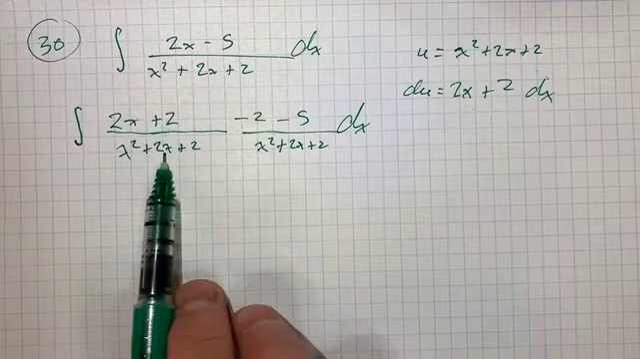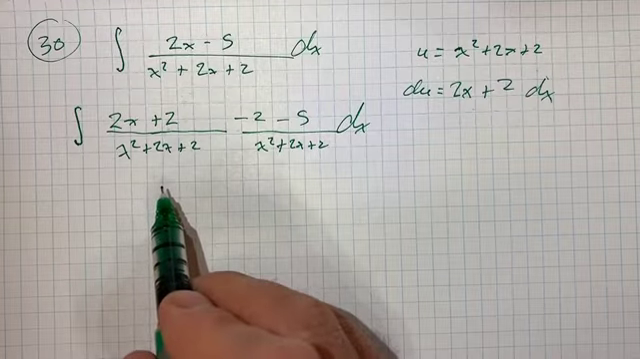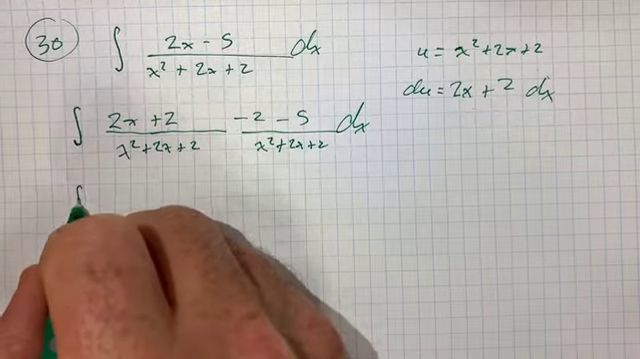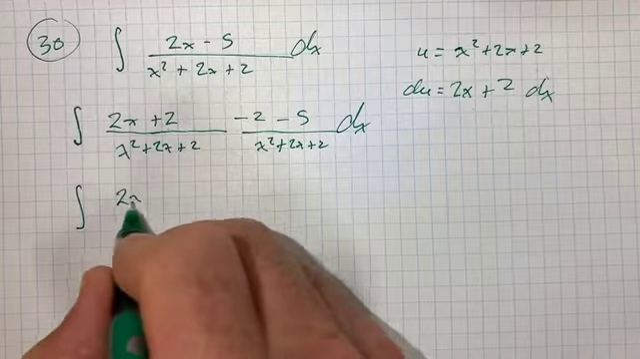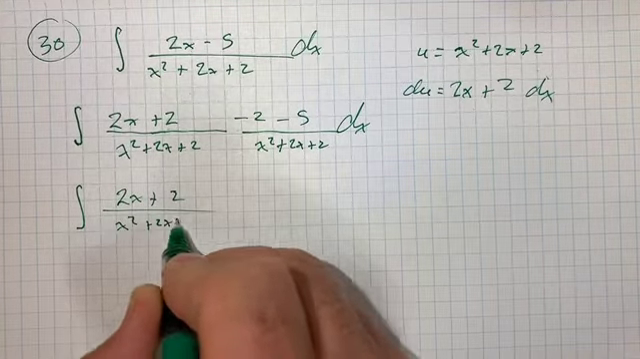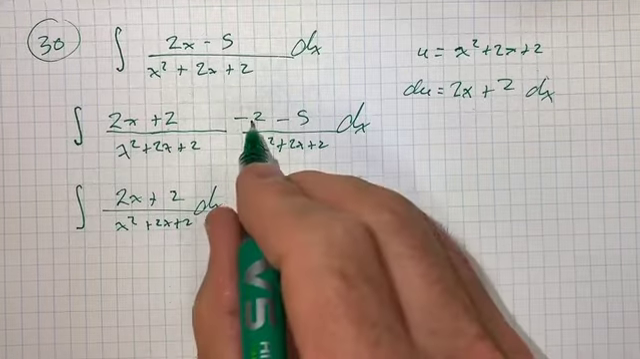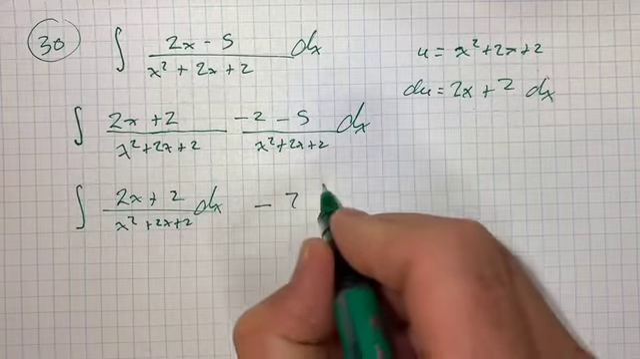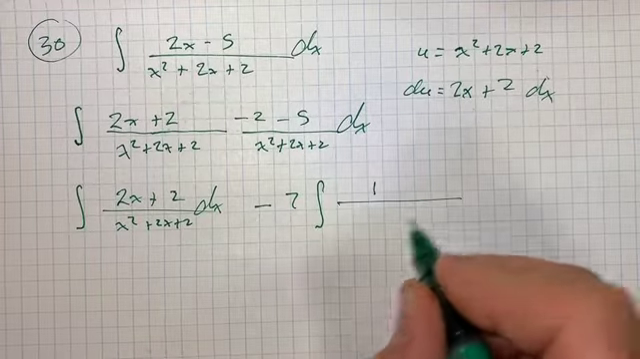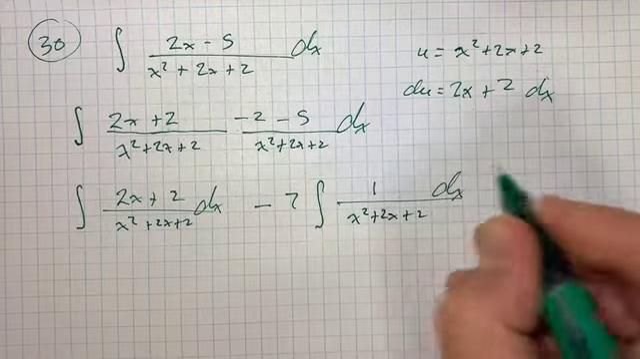This is du over u. This is like 1 over u. This is a logarithm. Okay, so hang on. Look what I get. 2x plus 2 over x squared plus 2x plus 2 dx. That's a 1 over u pattern. What about over here? Minus 7. So minus 7 integral 1 over x squared plus 2x plus 2 dx.